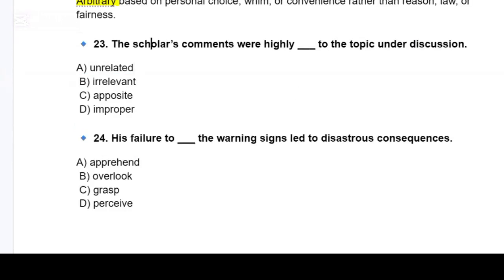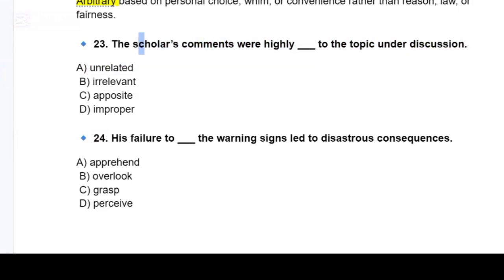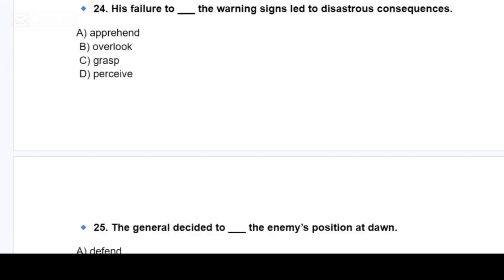The scholars' comments were highly dash to the topic under discussion. Scholars' comments were unrelated, no. Irrelevant, no. Apposite, improper. So exactly, scholars' comments were apposite. Apposite means appropriate. His failure to dash warning signs led to disastrous consequences: apprehend, overlook, grasp, perceive.